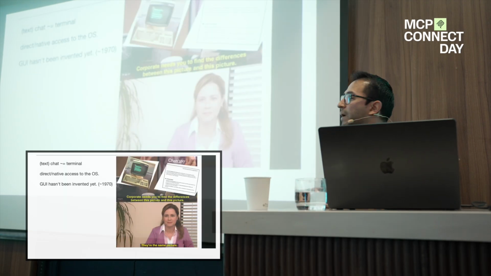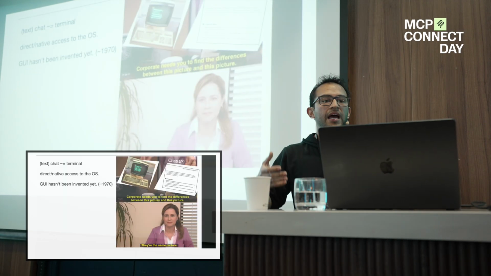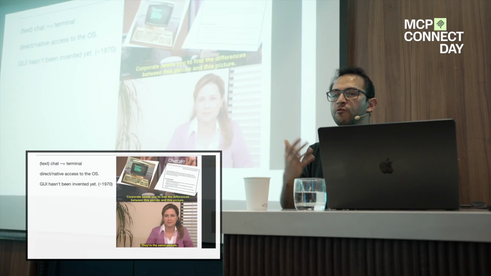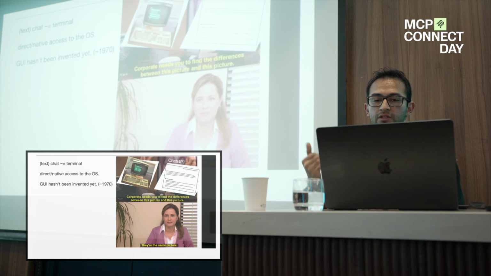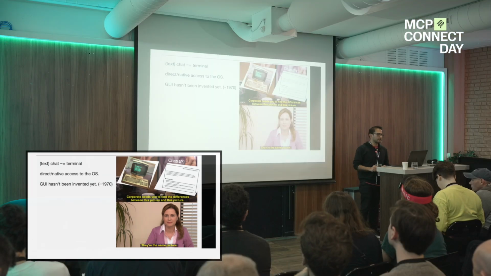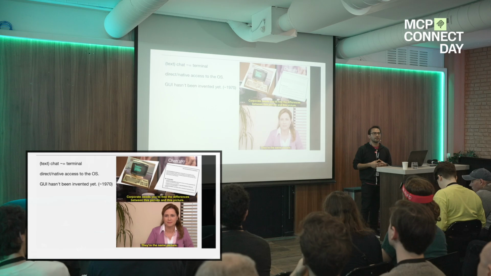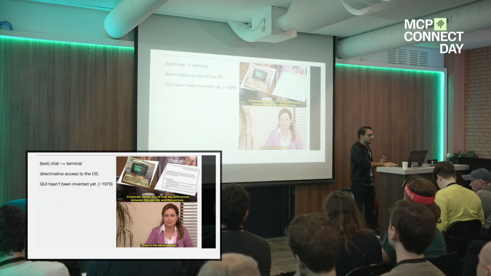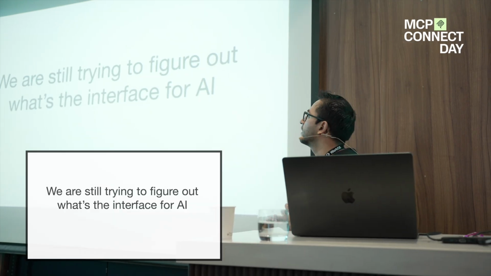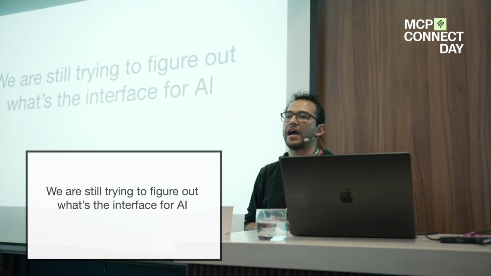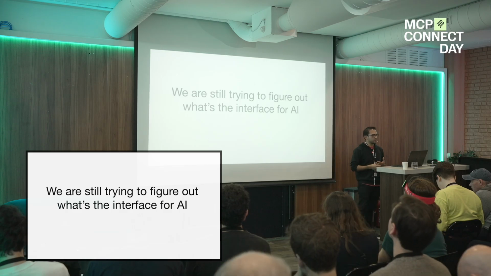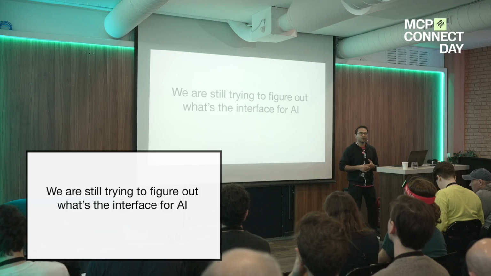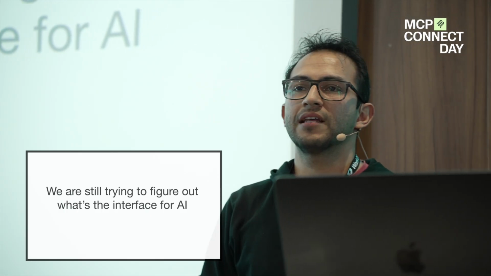And it feels like back in the 70s, where the GUI was not invented, and we had these text-only interactions with the computer. And that was the computer of the 70s. Now we have a new computer, which are the large language models. So we're still trying to figure out what is the interface for AI. And this is a very interesting question, because we have not figured it out completely yet. We're still asking the question.